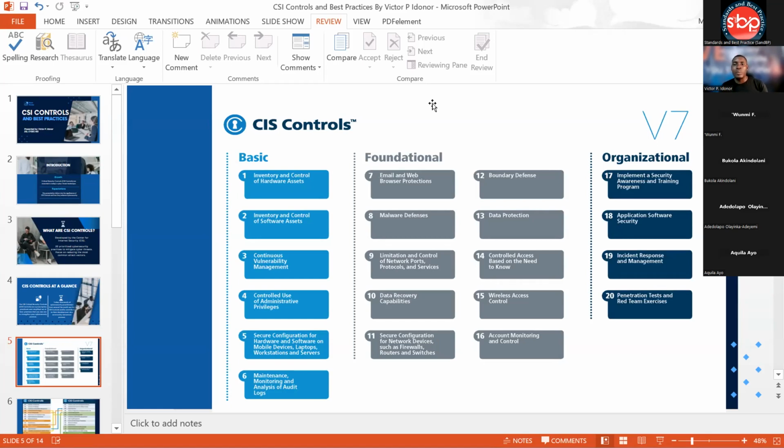Then they also talk about malware defenses under the foundational, then limitations and controls of network ports, protocols, and services. There's a policy: if you have a port that is not in use, it's best you close it. So by adhering to these security policies, these controls, we ensure the holistic security of the organization.